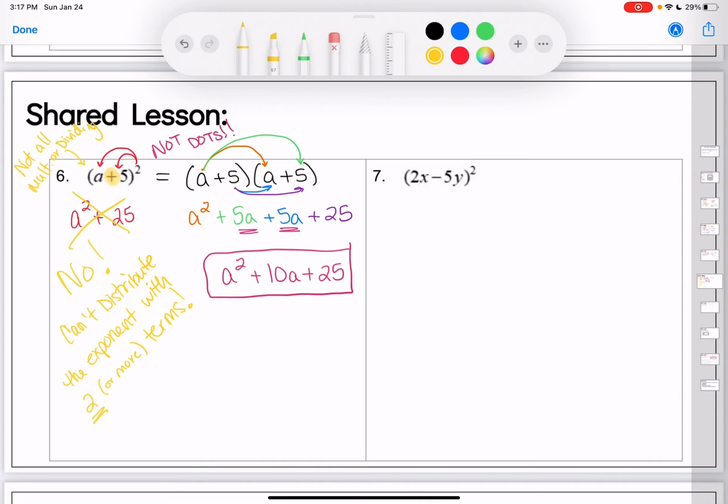So if I look at number 7 now, this is really 2x minus 5y times 2x minus 5y. And also notice, we had a shortcut we could use for dots. This is not dots, they're both minus. These two parentheses are exactly the same, not one plus and one minus. And so that's why we can't use that dots shortcut in this case. Instead, we use FOIL. 2x times 2x is 4x squared.